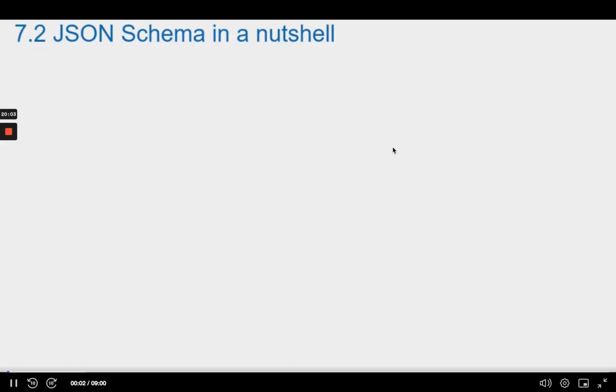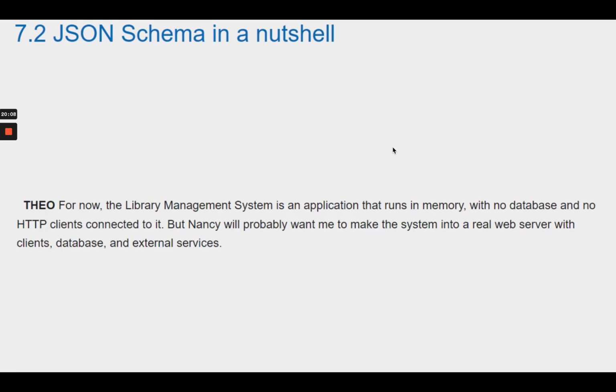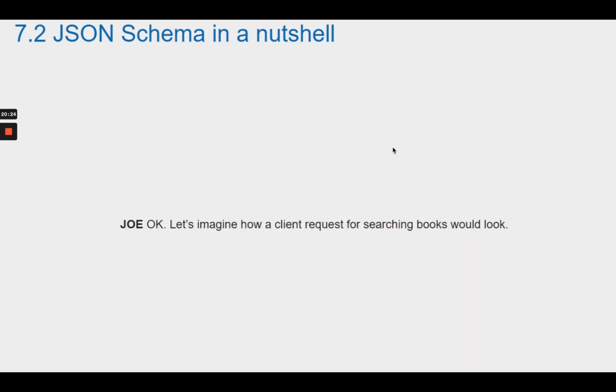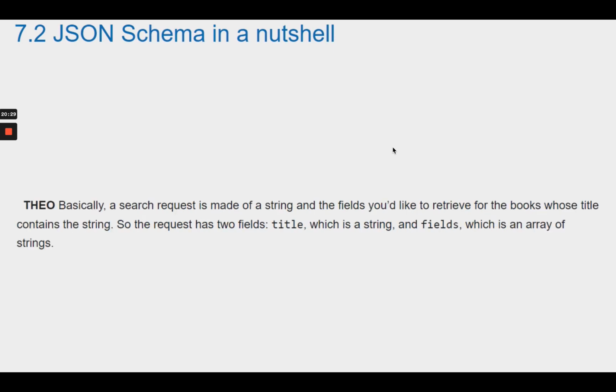Section 7.2, JSON Schema in a Nutshell. Theo: For now, the library management system is an application that runs in memory with no database and no HTTP clients connected to it. But Nancy will probably want me to make the system into a real web server with clients, database, and external services. Joe: Okay, let's imagine how a client request for searching books would look.